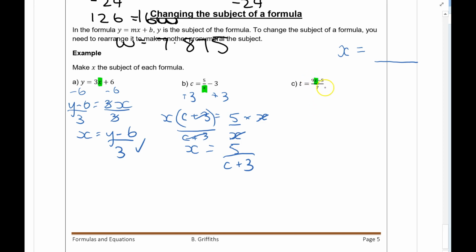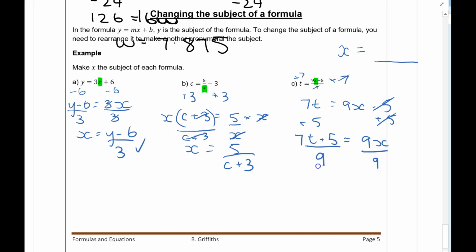Let's have a look at this one. This one's a bit easier. If I multiply by 7, I get rid of that off the bottom. So 7t equals 9x minus 5. If I plus 5 to both sides, that goes. So I'm left with 7t plus 5 equals 9x. Yep, you guessed it, divide by 9. And I've got x the subject on its own, 7t plus 5 on 9.